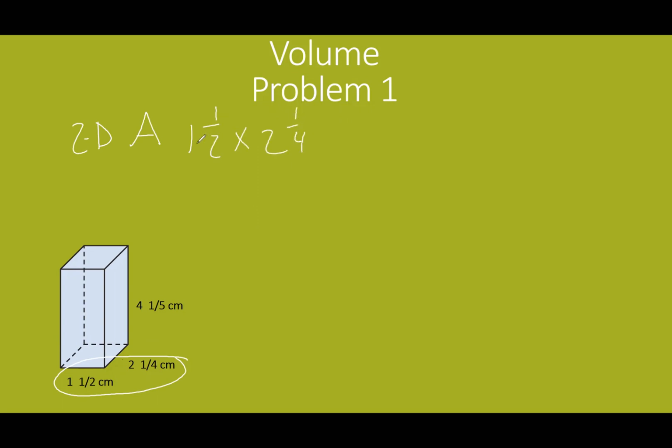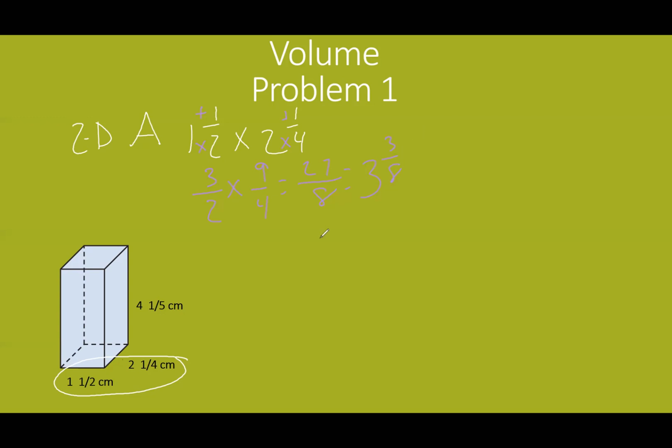And our first step was to turn it into an improper fraction. 2 times 1 is 2, plus 1 is 3. We have 3/2 times 4 times 2 is 8, plus 1 is 9/4. So 9 times 3 is 27, and 2 times 4 is 8. So what we did is we reduced that, and we got 3 3/8 because we did our division problem. And that's the area, that's the two-dimensional.